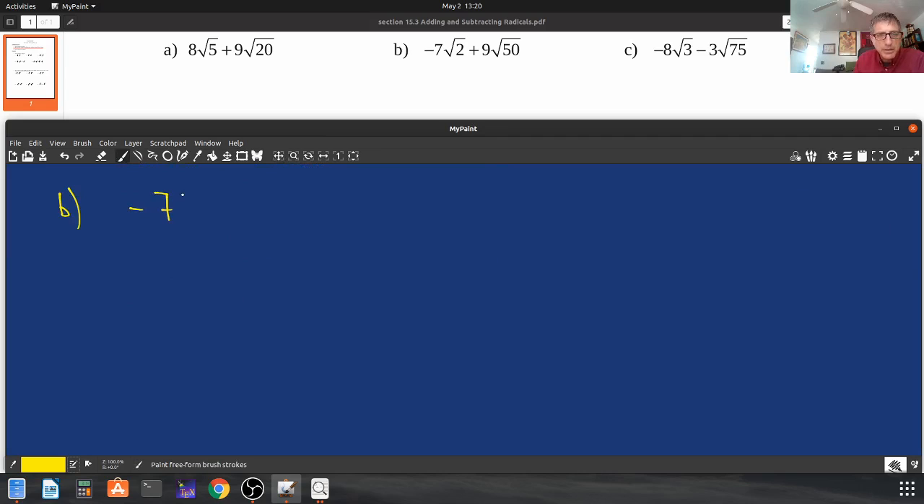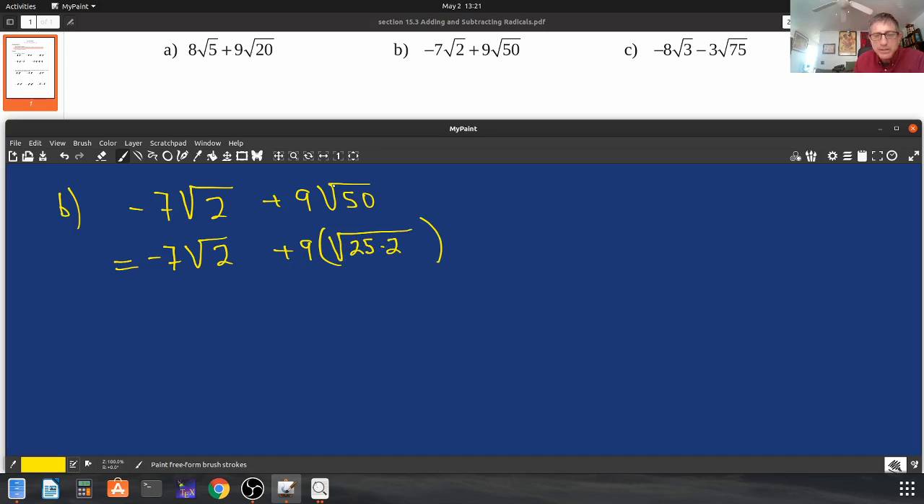Minus 7 on the square root of 2 plus 9 on the square root of 50. Well, that's not going to be so bad. That's the same thing as minus 7 times the square root of 2 plus 9 times the square root of 50, which I'm going to write as the square root of 25 times 2. So hint, when you're doing these and you're searching for a like radical, that's a 2, that's a 50. Take 50 and divide it by 2 and you should get a perfect square.